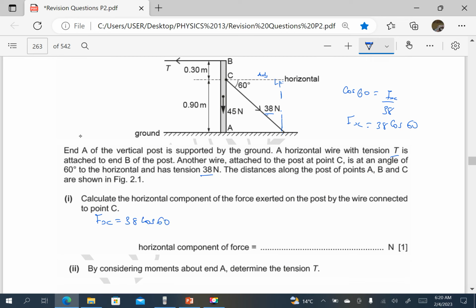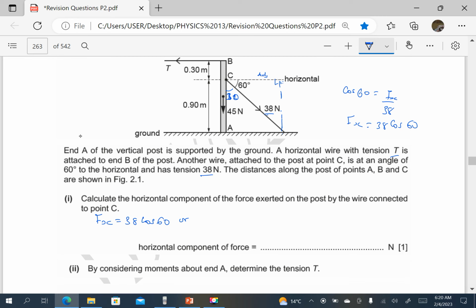Or if you're good at resolving, you can just use this angle here. Using the angle to the horizontal, that would be 38 sine. No, that is 30, not 52. That is 30.